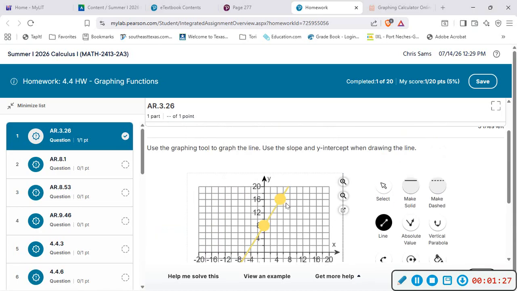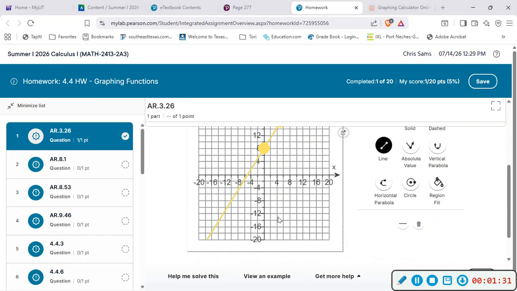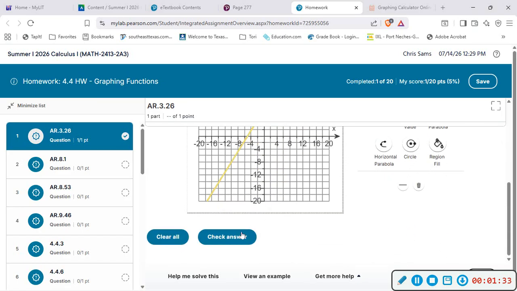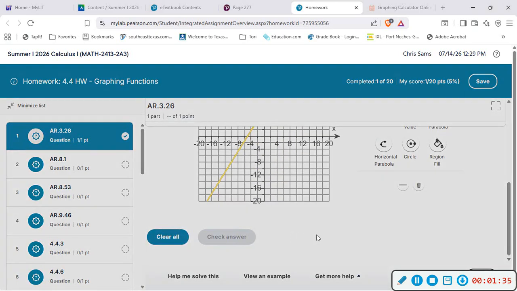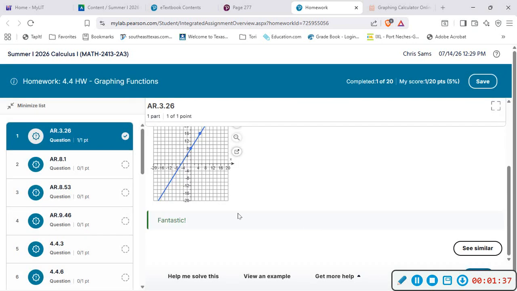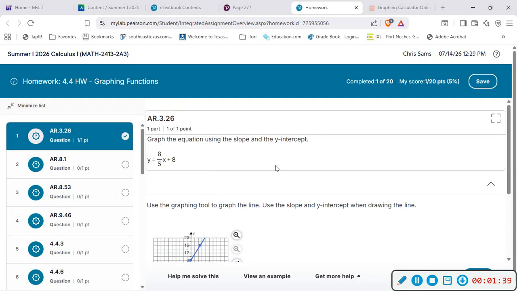All right, so pending that we've put the dots in the correct spot, it connects the lines and extends it. And then we just got to check it. Okay. All right, so we're good here.